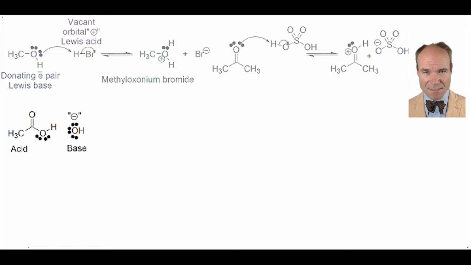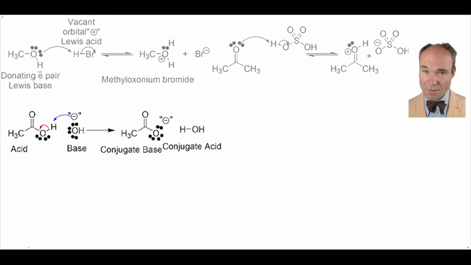In our next example, we see the reaction of a hydroxide, being the source of the donated electron pair, reacting with the carboxylic acid, that is specifically acetic acid. We form the resulting carboxylate conjugate base and water conjugate acid as a result.